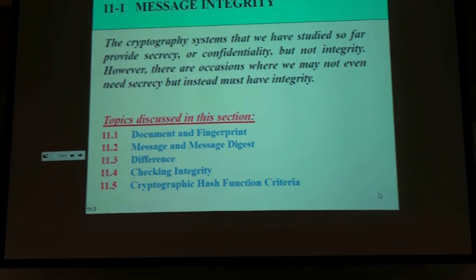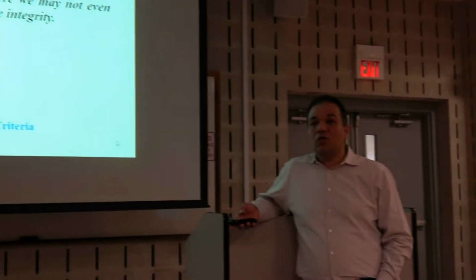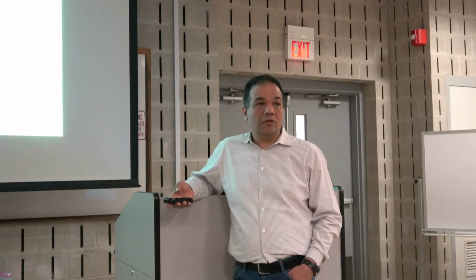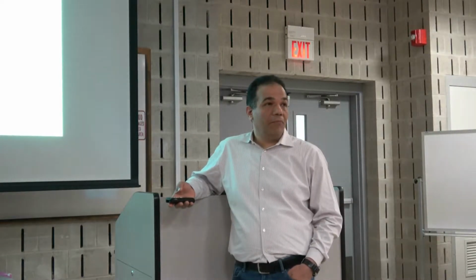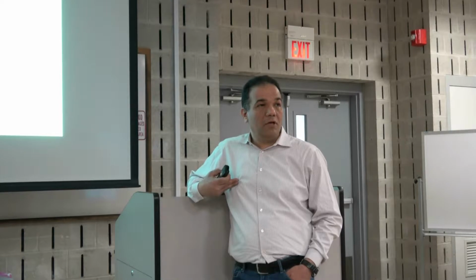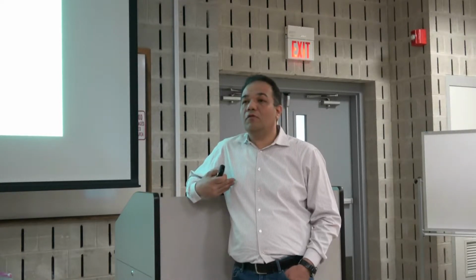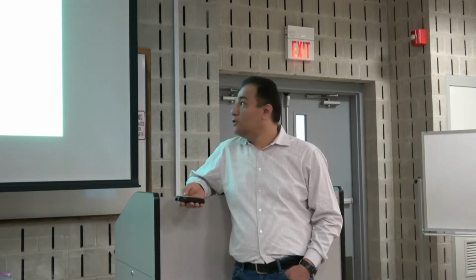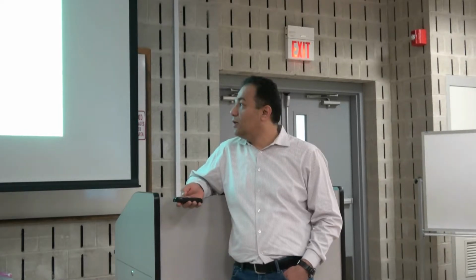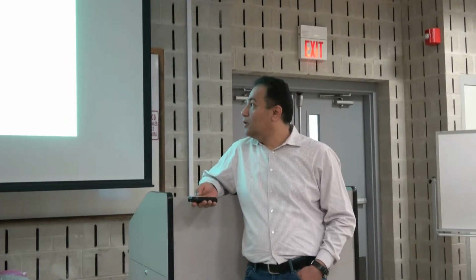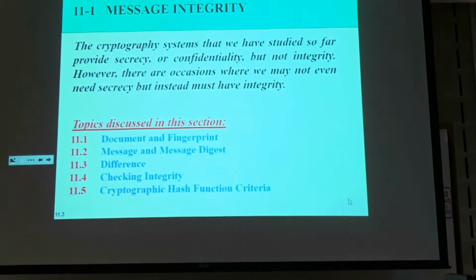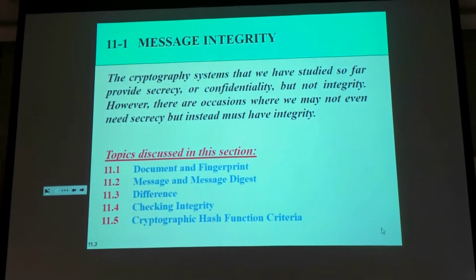As I told you, for example, if there is no class Thursday because there is snow tomorrow, this message does not need to be secret, does not need to be encrypted. However, it needs to be integral, authentic. You need to make sure it's coming from me to you. It's not somebody trying to fool around sending you this message, right? So that's what integrity is. It's how to make the data integral.